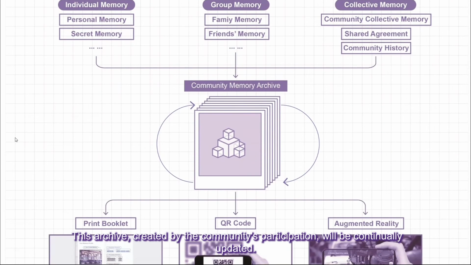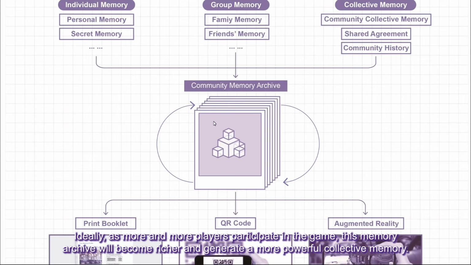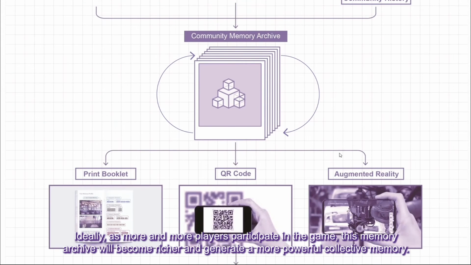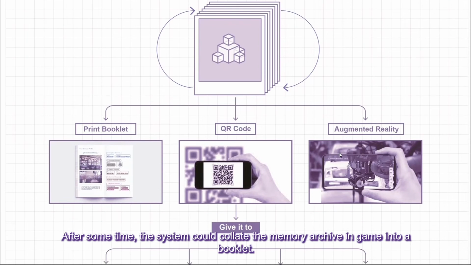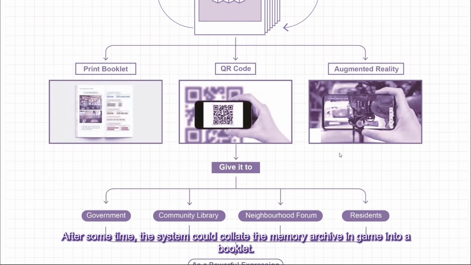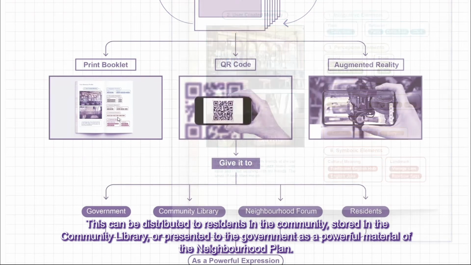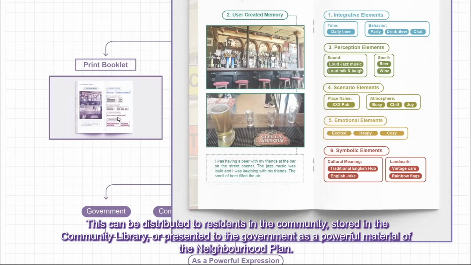This archive, created by the community's participation, will be continually updated. Ideally, as more and more players participate in the game, this memory archive will become richer and generate a more powerful collective memory. After some time, the system could collate the memory archive in-game into a booklet. This can be distributed to residents in the community, stored in the community library, or presented to the government as a powerful material for the neighborhood plan.